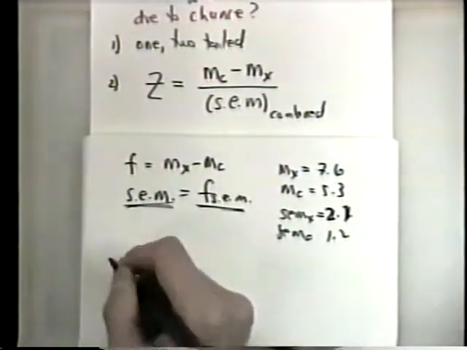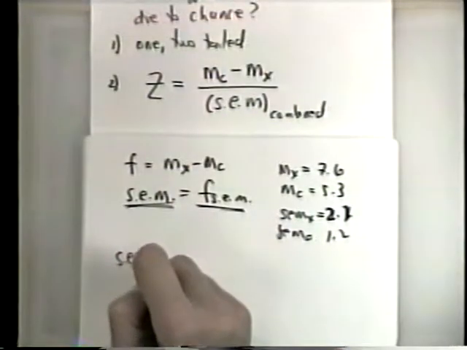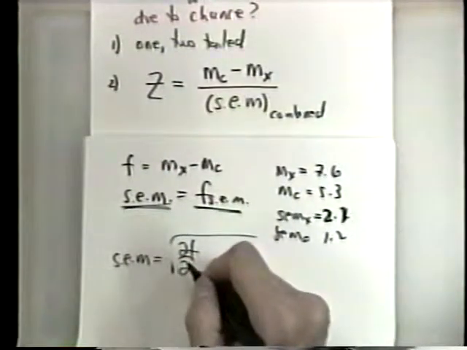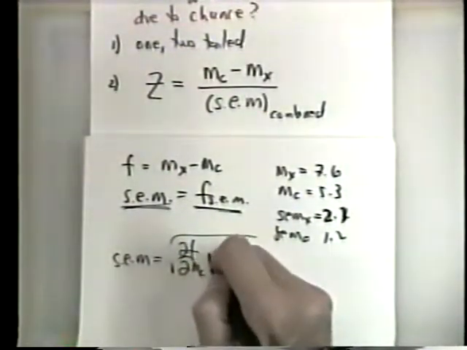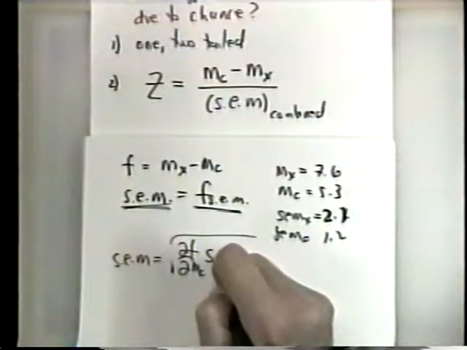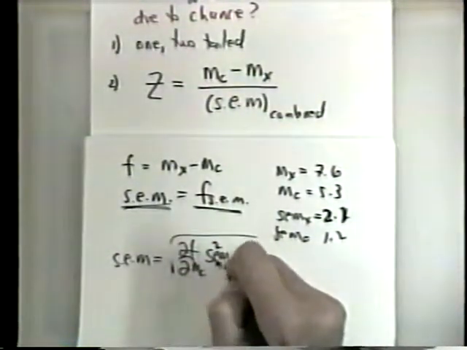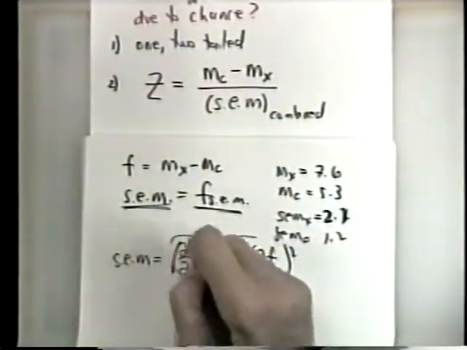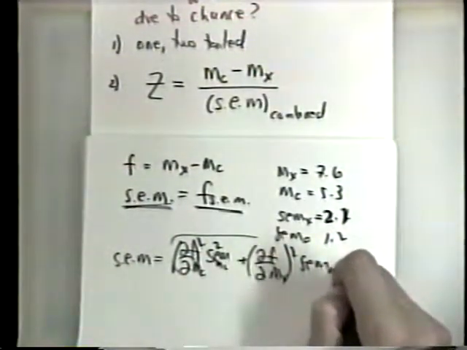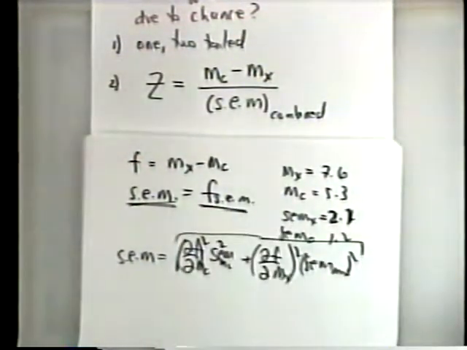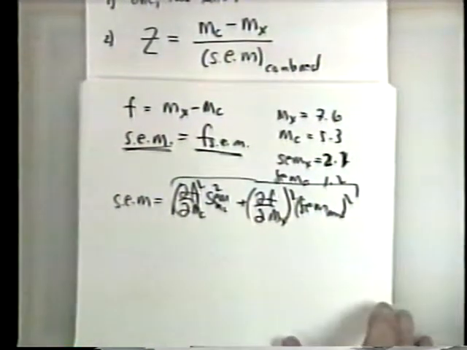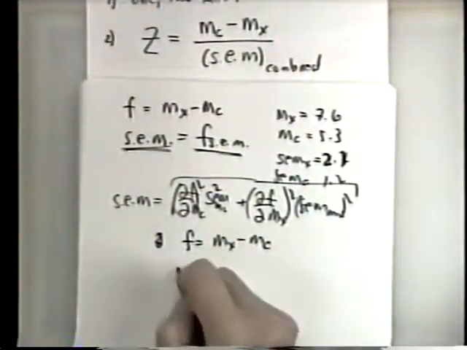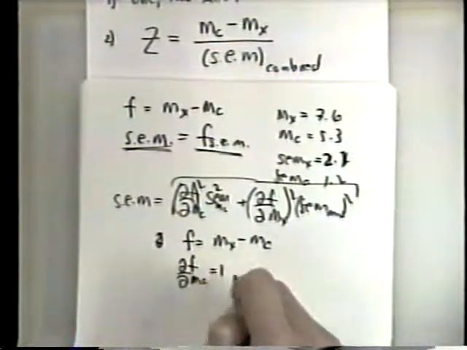And the formula I showed you before, remember, was that the combined SEM is the square root of the derivative of f with respect to mc squared, times the SEM of mc squared, plus the derivative with respect to mx squared, times the SEM of mx squared. Well, if the function f is the mean minus the other mean, then the partial derivatives with respect to each one are 1.